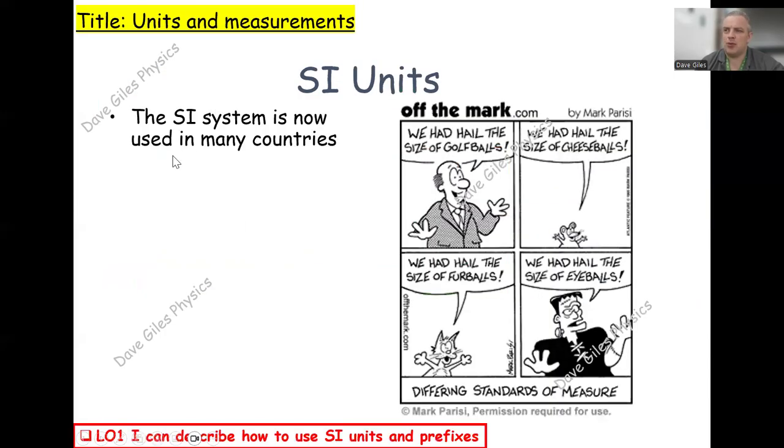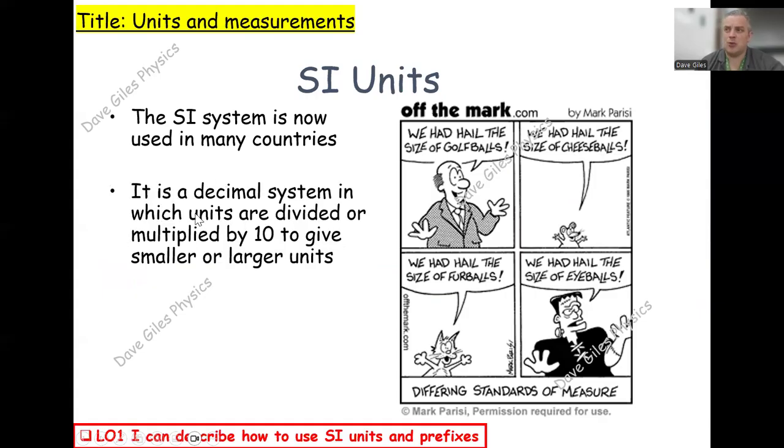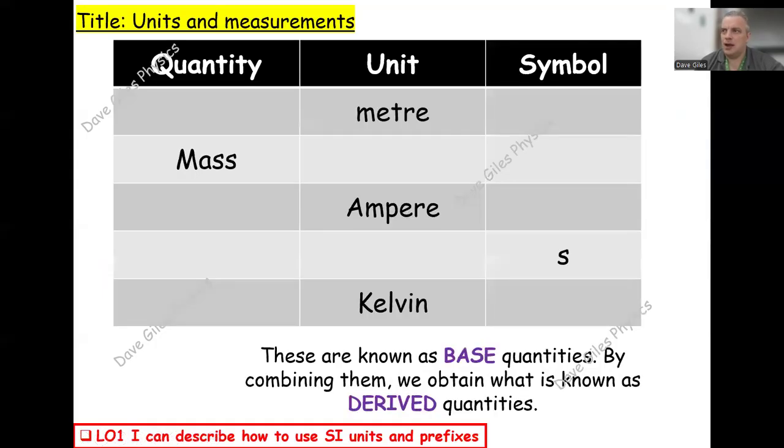So the SI system is now used in pretty much all countries. It is a decimal system in which units are divided or multiplied by 10 to give small or larger units. And there are something called base units, and these are them. And all other units are derived from these five SI base units. There's actually one more, which is the mole, which they use more in chemistry, but I've not included on here. So technically, I should say 6 units.